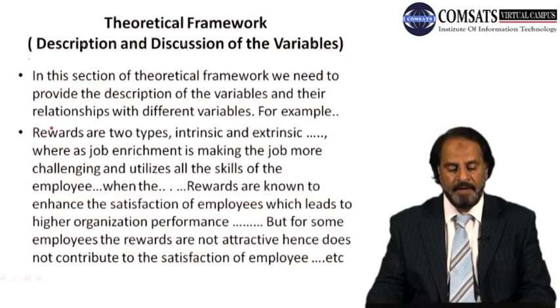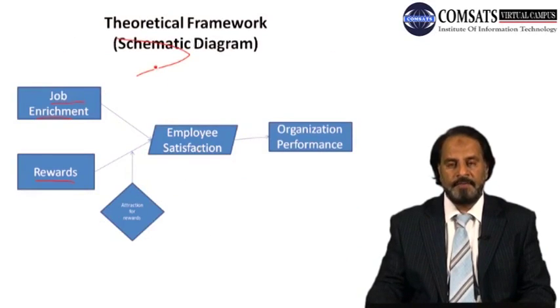So whatever discussion we had earlier, or the description we had of the theoretical framework here, what we looked at in the second paragraph is we elaborated with different reward types. We talked about the different job challenges, which basically enhance the job, and then we talked about the relationship between these variables. While discussing this, what we do is we convert the discussion and we develop the schematic diagram. While describing the schematic diagram, we also need to explain the role of attraction for rewards.